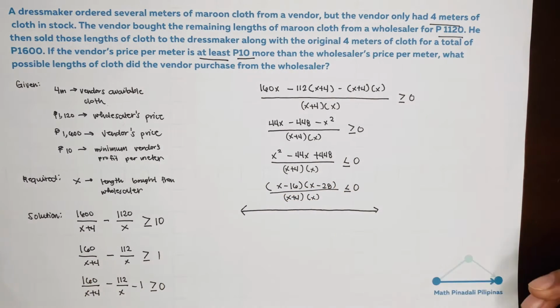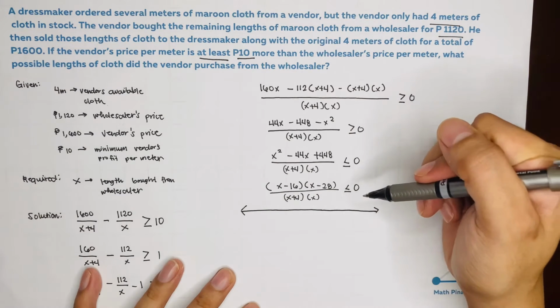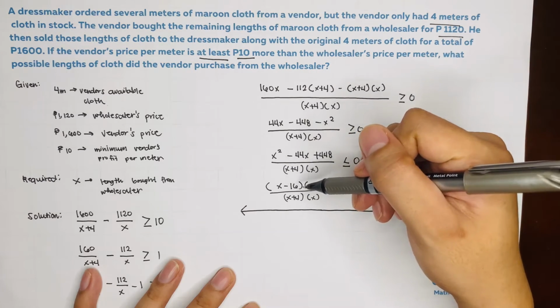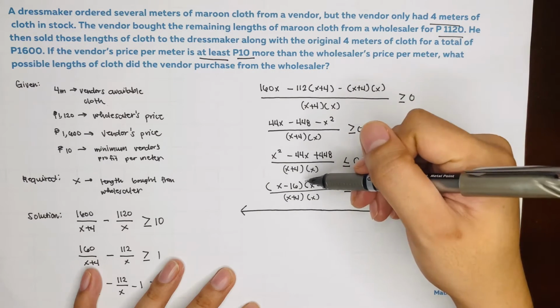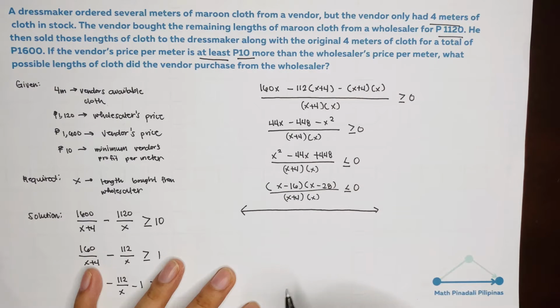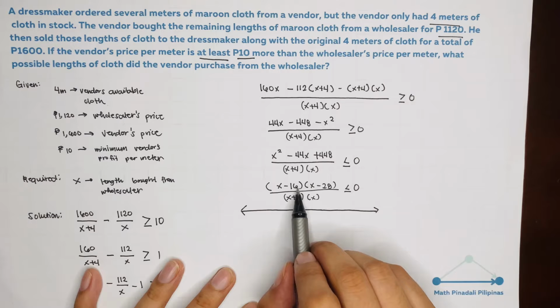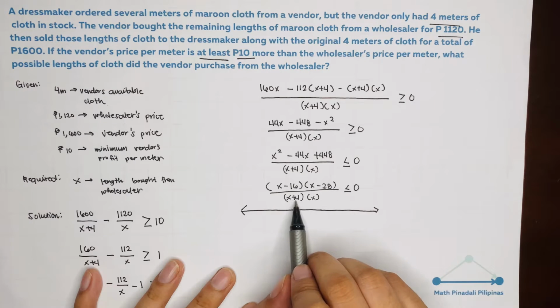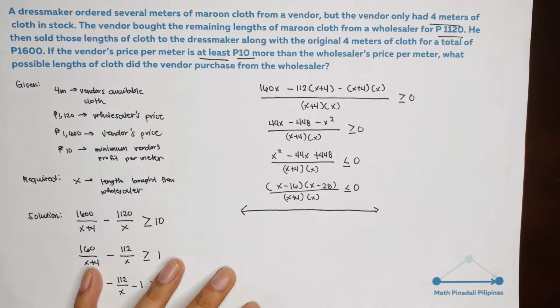Okay. So, we have 4 critical numbers. For critical numbers, equate nyo lang yung factor ng numerator and denominator to 0. So, if we equate x minus 16 to 0, ang critical value natin is 16. Equate din natin ito sa 0, 28. Ito naman, negative 4. And this one, 0.